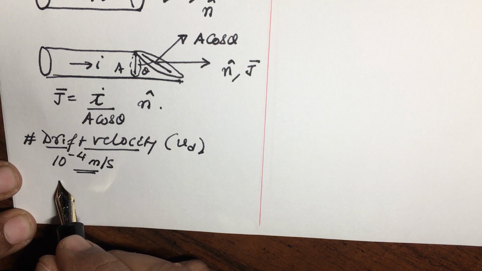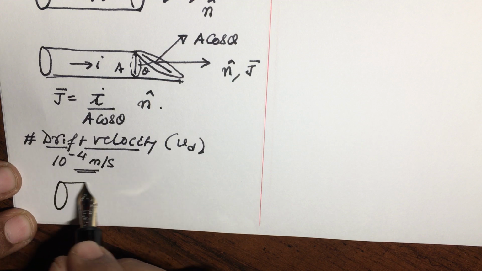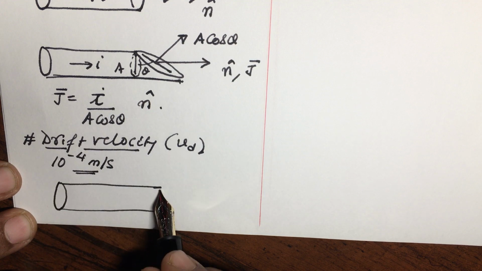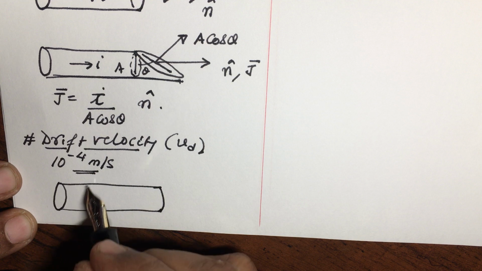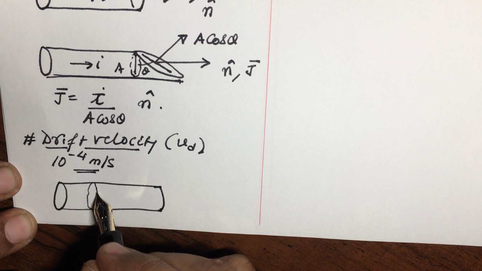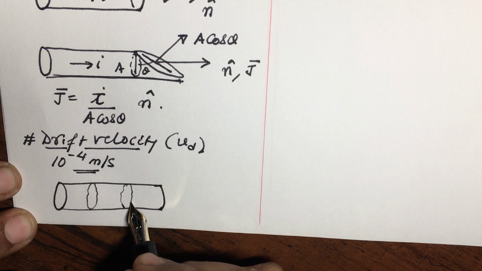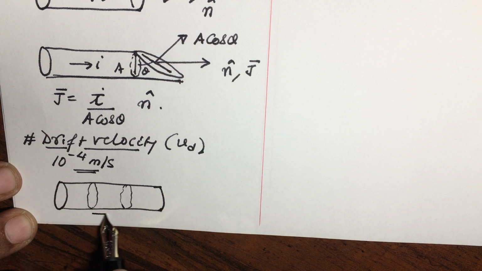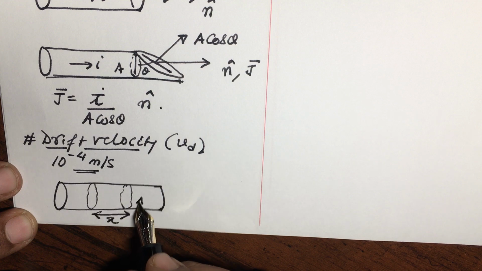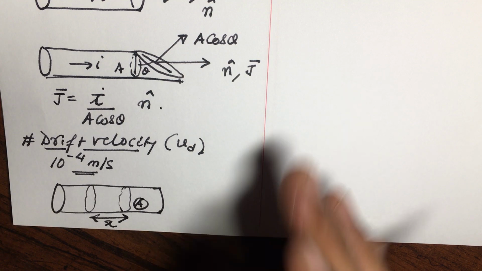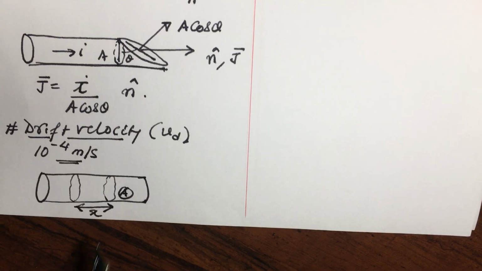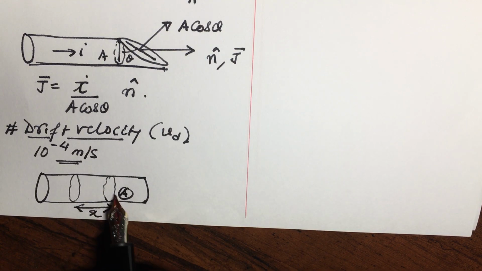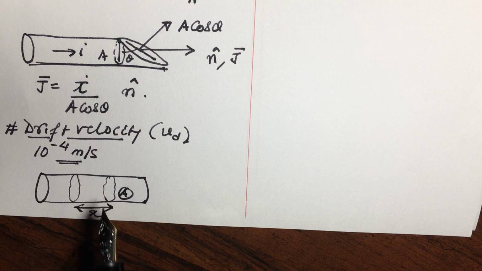Now, if you consider a conductor like that, and you have charged particles everywhere, and you consider two regions like that, such that the distance between these two regions is x, and the area of cross section is A. Now we define a few things. What is the volume of this region? This distance is x and the area of cross section is A, so the volume of this is Ax. So that much we agree to.